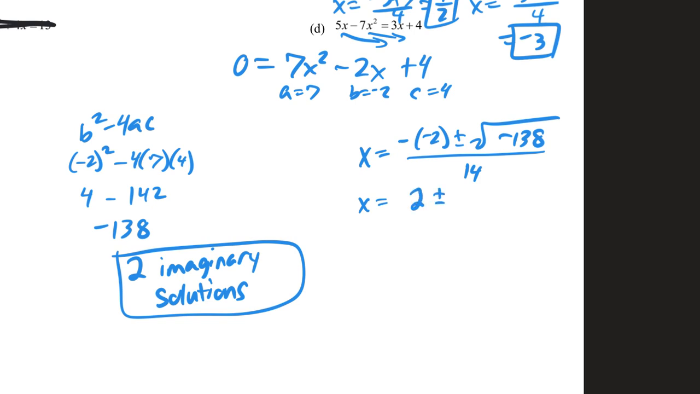Plus or minus, can I simplify the square root of 138? Maybe, maybe not. So I need to check that off to the side. All right. Is there a perfect square that goes into 138 on that list? 121, 100, 81, 64, 49. No. If nothing works, then all you can do to simplify that is take the negative out.